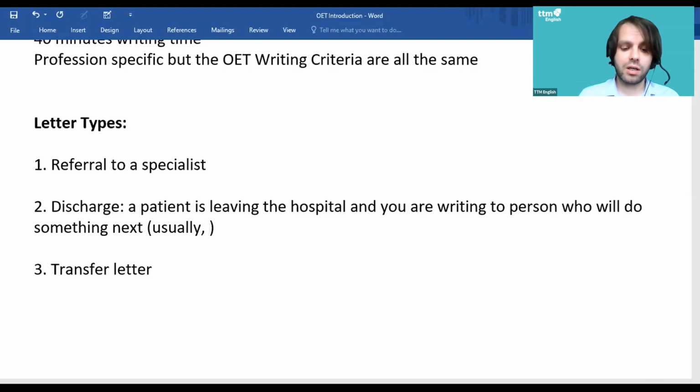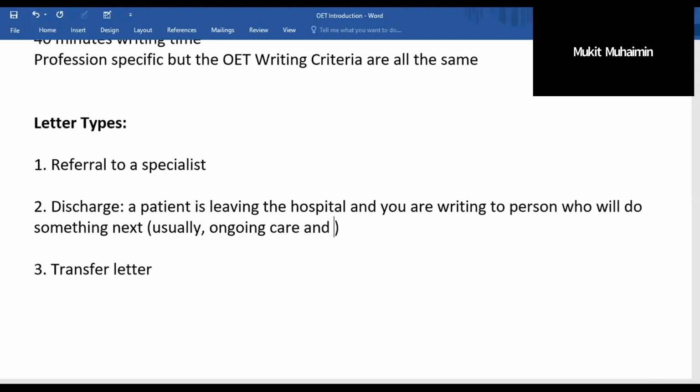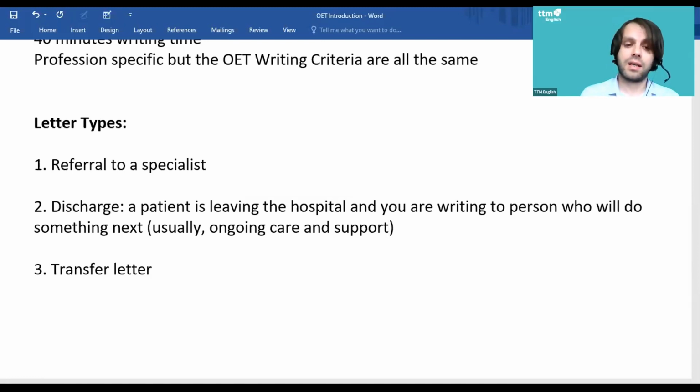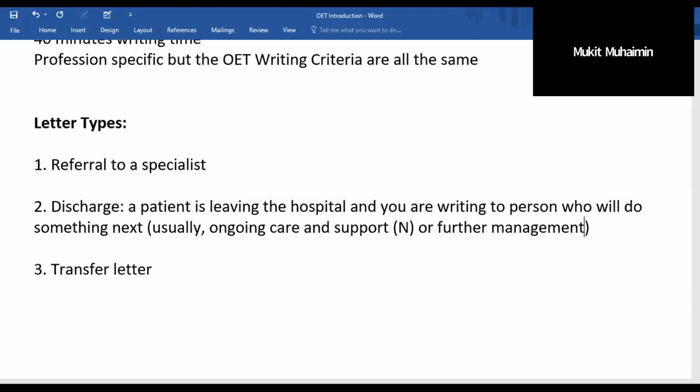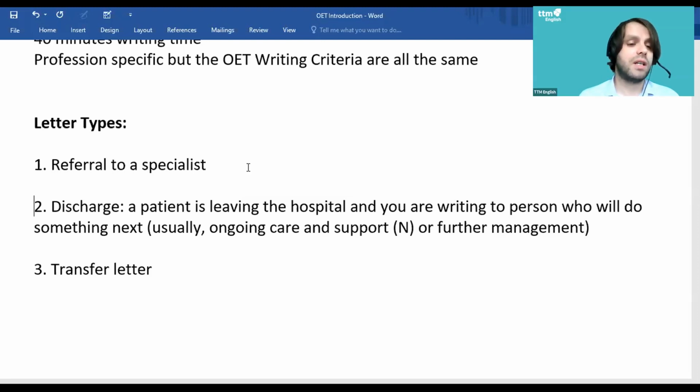You nurses, right? Usually it's ongoing care and support. You doctors, it's not usually that, is it? Usually it's further management or treatment, that kind of thing. So usually ongoing care and support for nurses, I'll just put N here, or further management. Follow-up care, management and care, something like that. So that gives us a rough idea of what a discharge letter is.